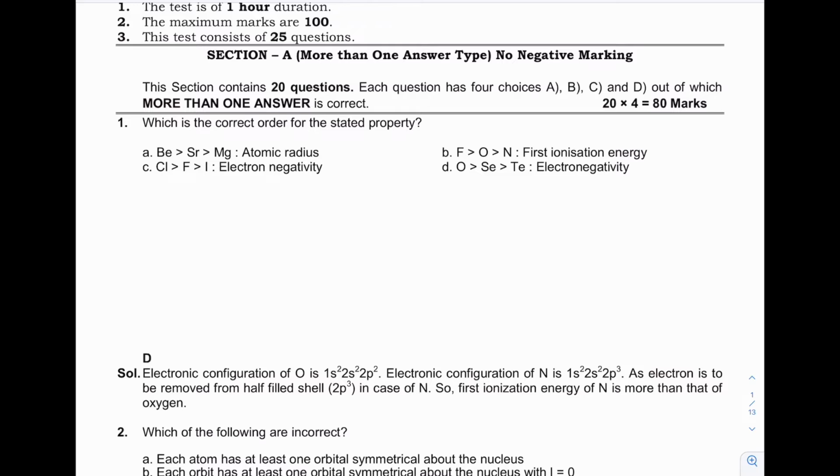So let us discuss this test. First question, which is the correct order of stated property? First is atomic radius. It's wrong because strontium is biggest and beryllium is smallest. Second, first ionization energy. Left to right, ionization energy increases, but ionization energy of nitrogen is more than oxygen because of stable configuration. Electronegativity maximum for fluorine. So this one is wrong. And electronegativity down the group decreases. So oxygen, selenium, tellurium. So correct answer is D.